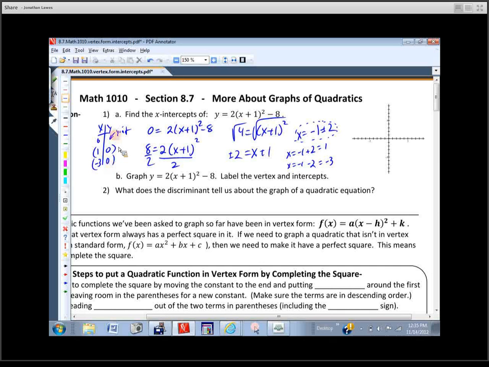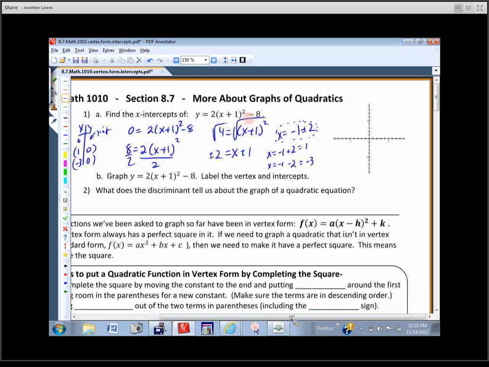We'll worry about the y-intercept later. The instructions here were just to find the x-intercept. Okay, then it says graph and label the vertex and the intercepts. So we can already tell where the vertex is on this one. Where is it? -1, comma, -8. So I'm going to go back 1 and down 8. So that's going to put me right here. So the vertex is at -1, comma, -8. We've got an axis of symmetry here. Remember, it's always x equals the x coordinate of the vertex. So that's going to be x equals -1.